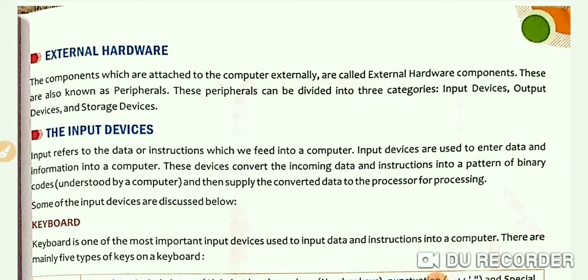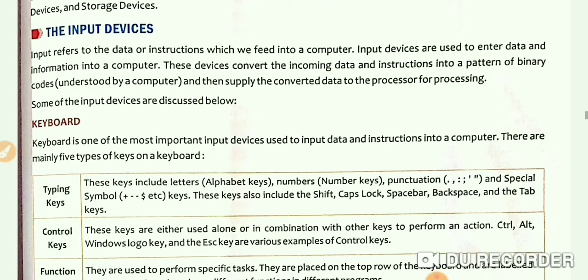The components which are connected to the computer externally are called external hardware components. These are also known as peripherals. And these are divided into three main categories, that are input devices, output devices, and storage devices.